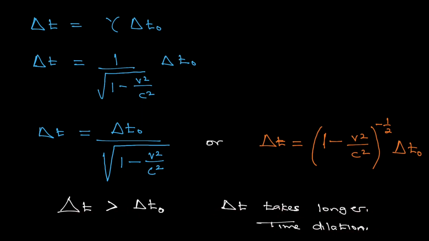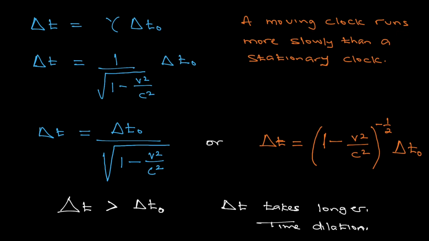This is time dilation. A moving clock runs more slowly than a stationary clock. Delta t is the stationary clock's measurement and delta t naught is the moving clock's. So this one, delta t, is bigger than delta t naught.